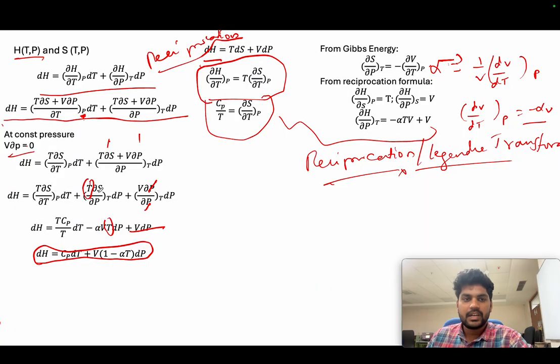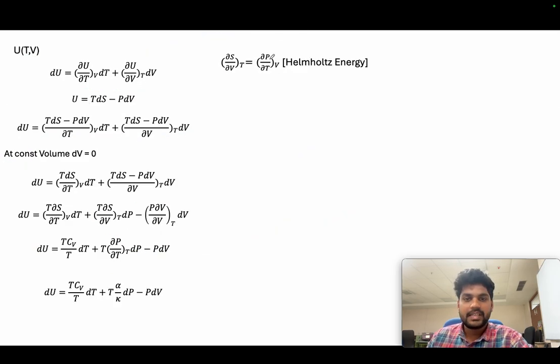Is there any doubt regarding this way, how to calculate this way? Basically it follows the Jacobian method. Instead of showing the Jacobian method, I directly did it. If there are any doubts regarding this, I will explain it again. If there are no doubts, then I will go further. So this is one example for you. If you want to try, you can try how to calculate for u of t comma v.